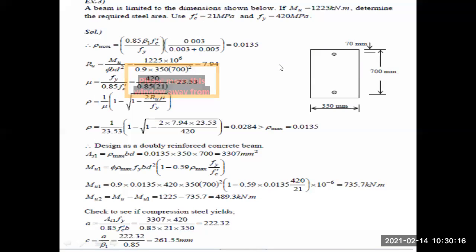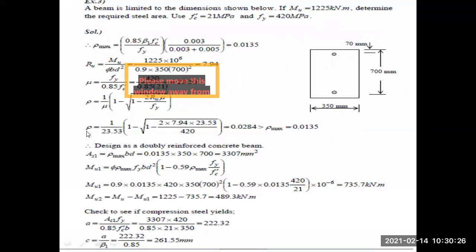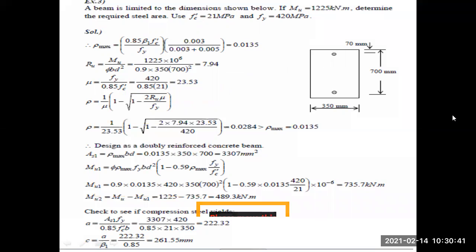Any question? Basically all we need is to get AS prime, AS2, that much of reinforcement, and AS1, which is that much of reinforcement. So that's all you need to get in the calculation. I got a question here. Okay, we move to the second example.